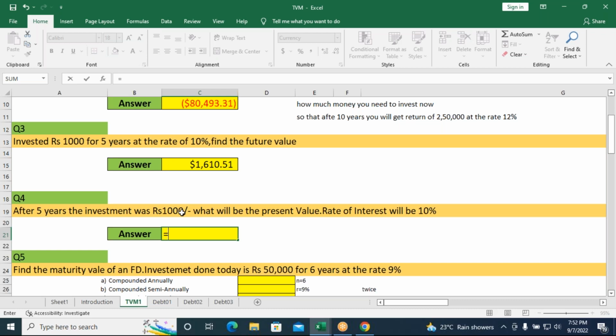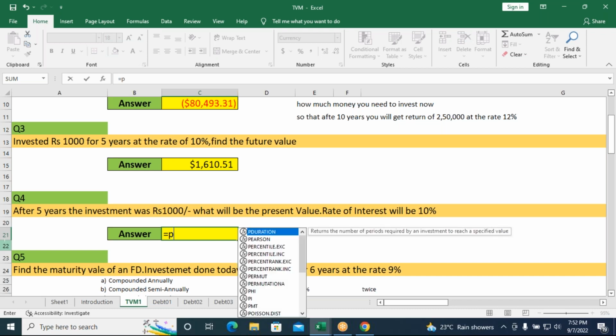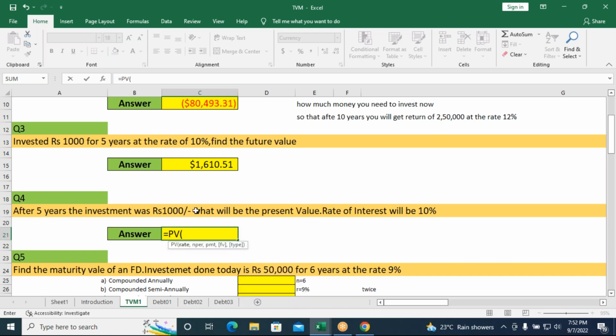Open the parenthesis. So now what is the rate of interest? Please guide me. 10%, ma'am. So 10%, comma. Now NPER is 5 years, ma'am. 5, comma. So do I know what is the payment I'm making? That is EMI or something. No, ma'am. PMT, I don't know. So I'll keep it as 0.